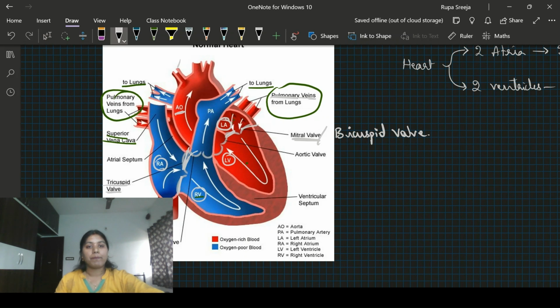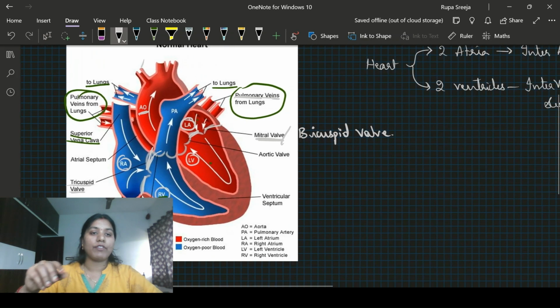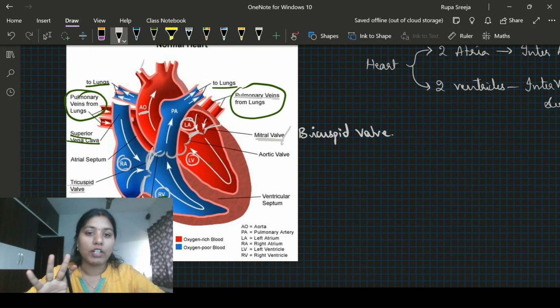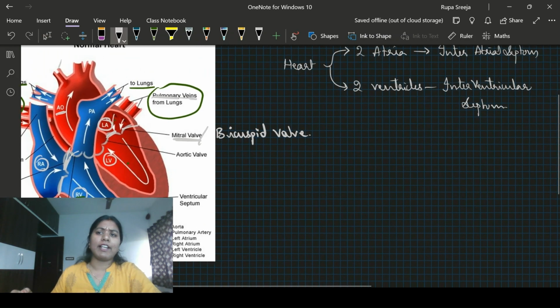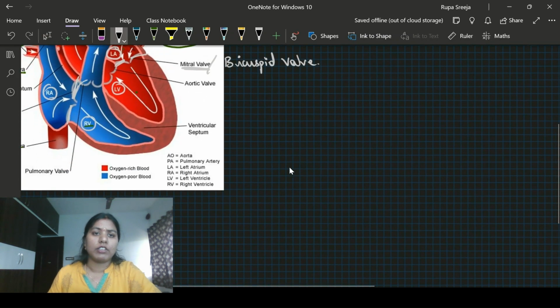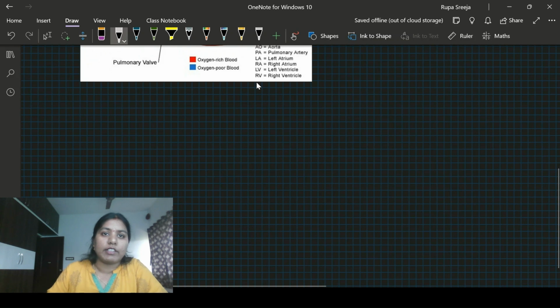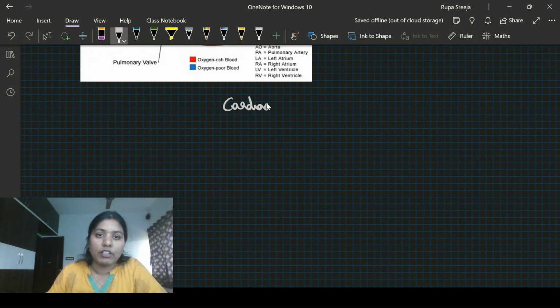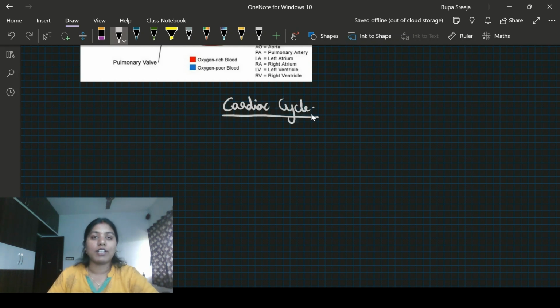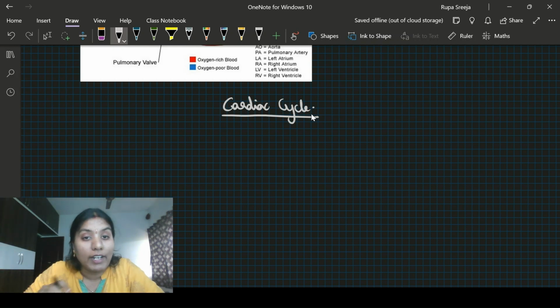Clear till here? Now we have got a brief idea about the parts of the heart that are present, right? Yes, good. Now, how is the heart beating? If we have to study the cardiac cycle, what is a cardiac cycle actually? I'll tell you briefly about it, and we will also study the parts that are involved in this cycle.